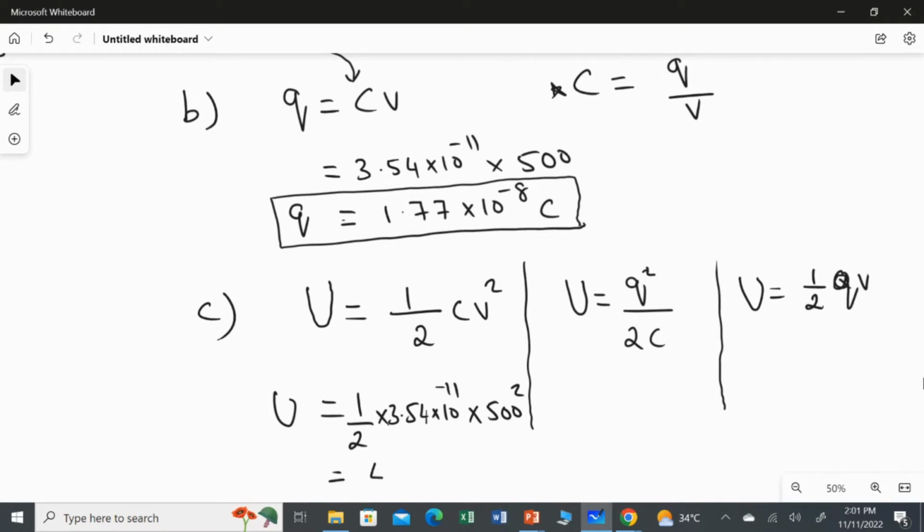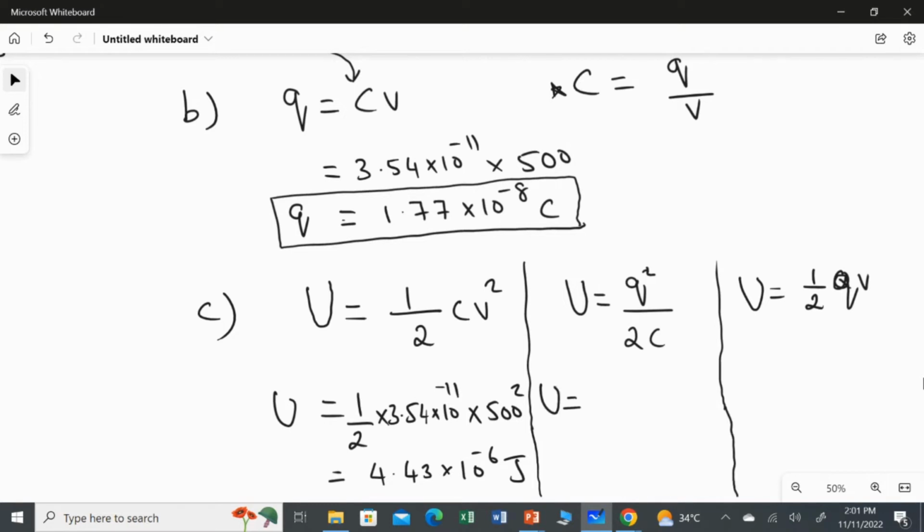So what's the answer here? 4.43 multiplied by 10 power minus 6, and this is the energy. So what's the unit for the energy? Joules. Clear? And if you use the second rule or third rule, you'll get the same answer, but better I'm going to calculate one by one.